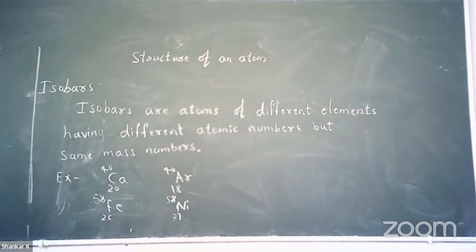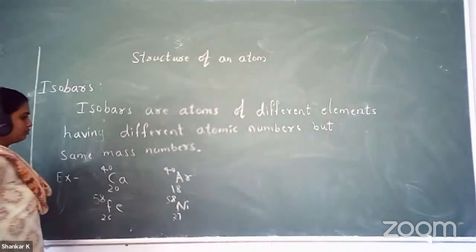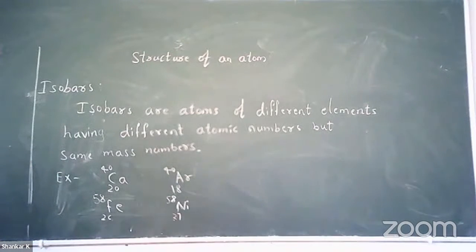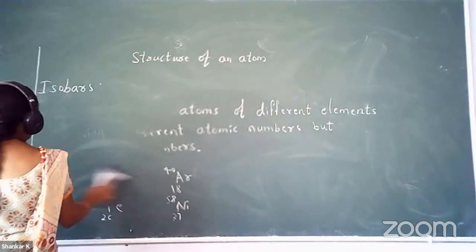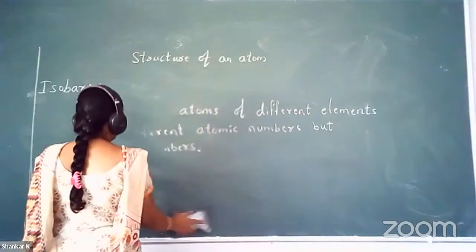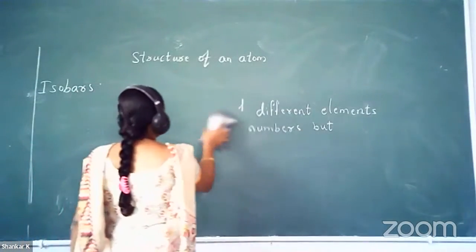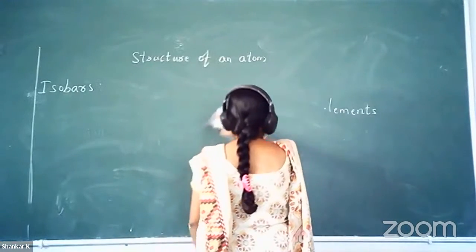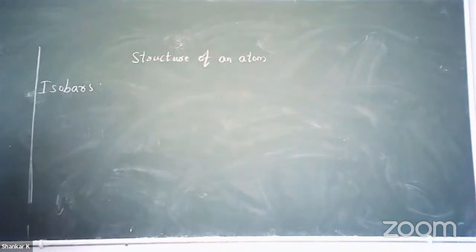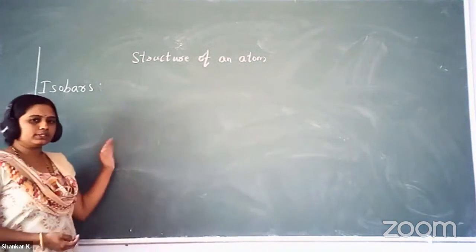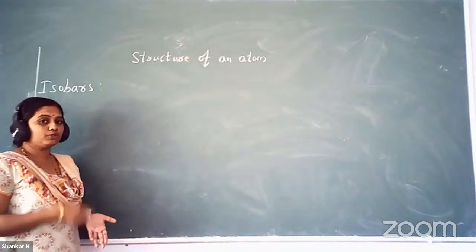Yes, friends, have you completed? Yes, ma'am, completed. Then, how can we find the electrons, protons, neutrons in an element? How many electrons? How many protons? How many neutrons? We already know that the number of electrons or protons is the atomic number of the element. That much will be the electrons and protons. And what about neutrons? We should know about the neutrons.